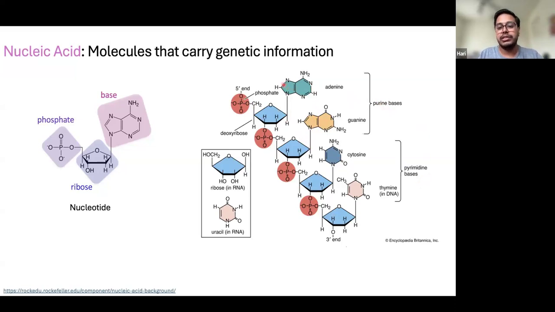The purine bases, as you can see, will have two adjacent heterocyclic rings. And we also have pyrimidine bases, which are single rings with carbon and nitrogen both in it. And there is also another type of base, which is also a pyrimidine base, called uracil, which is only found in RNA and it's not found in DNA. And I will talk about more differences between RNA and DNA in the next slide. So this is the basic structure of any nucleic acid that you will find, which carries the genetic information.